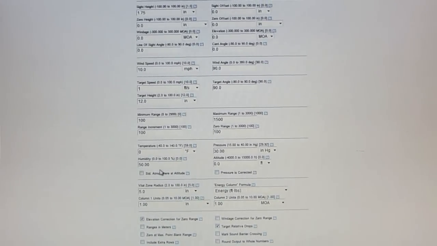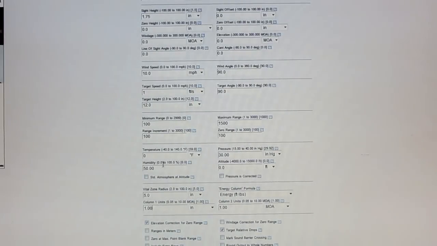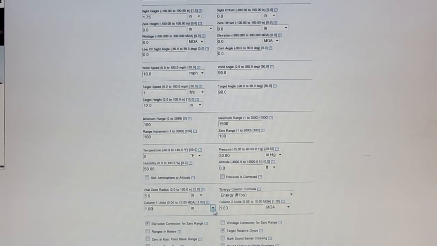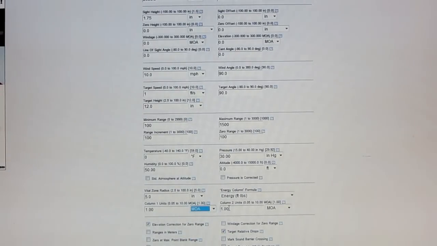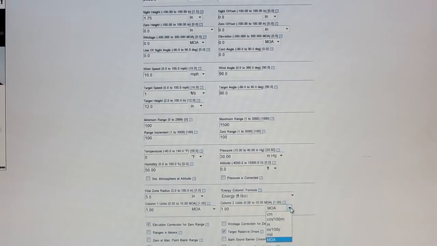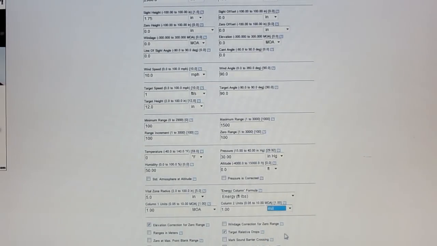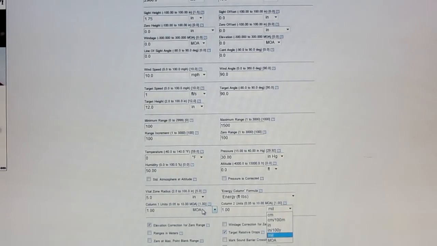Okay, and to do that, let me adjust this here. You've got to type in, where'd we go? Column 1. Okay, so this is in units of what? Minutes of angle. Okay. And column 2, this is going to give us our output data. So our second column we're going to want in mils, milliradians right here, MRADs. So those two columns here, this one and this one, you're going to want to select accordingly.